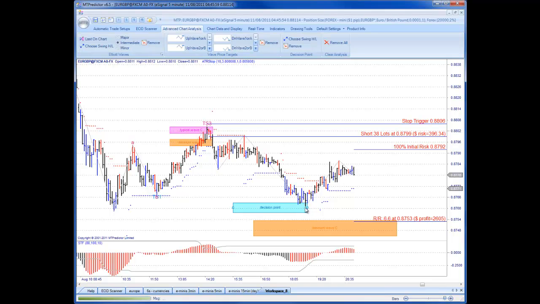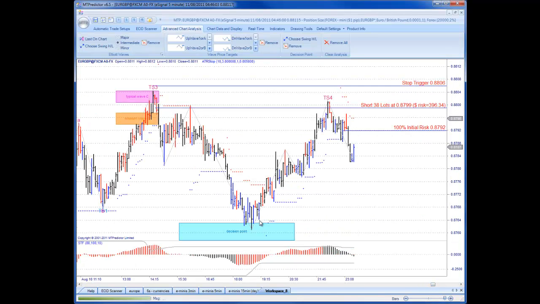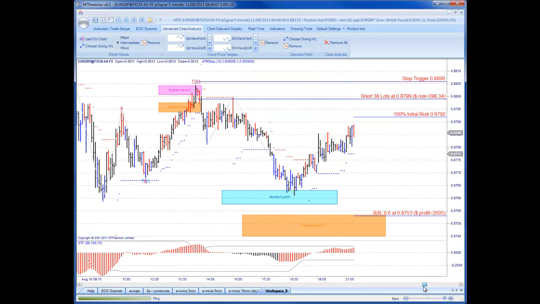And as you can see, this actually nailed this low beautifully, and if I scroll forward, nailed the low beautifully before the Euro British pound rallied, and we've found this happens a lot, and as such this is a good area to want to bank some profits as well.